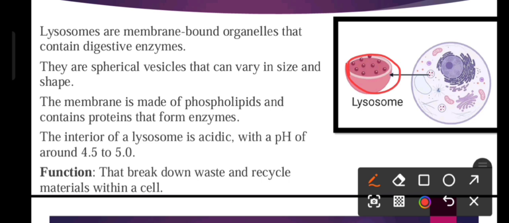The inside of the lysosome is acidic, with a pH of what? 4.5 to 5. What's the function of lysosomes? They break down waste and recycle material. They break down waste substances, and they recycle materials within the cell only. This is about the lysosomes.